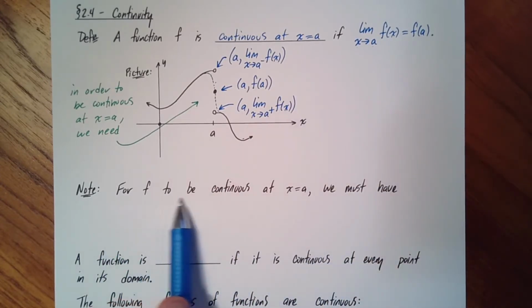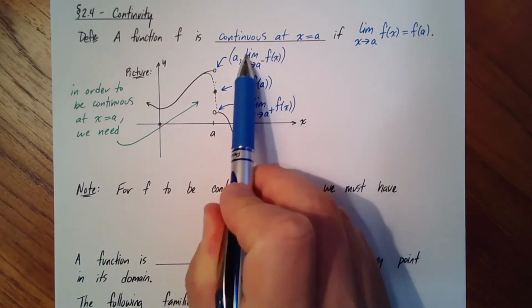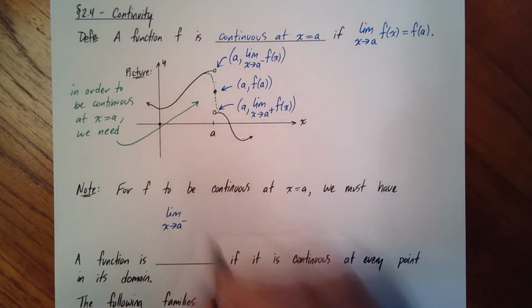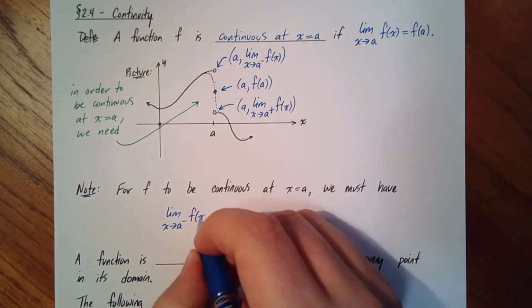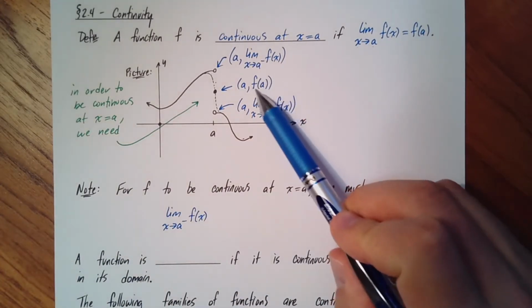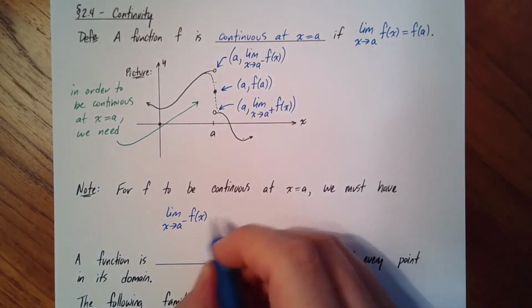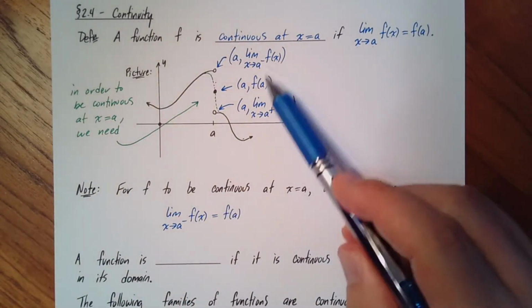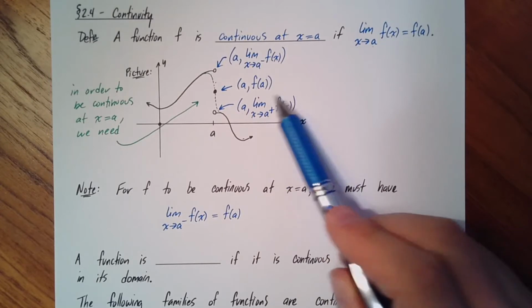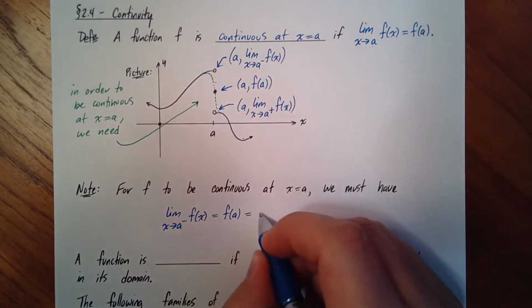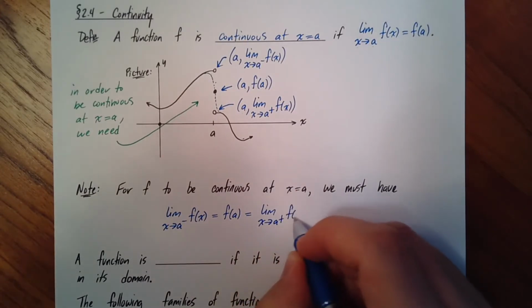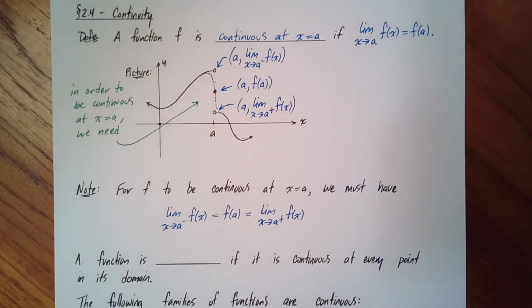So for f to be continuous at x equals a, we must have the limit as x approaches a from the left of f of x. That's also got to be equal to the y-coordinate of this point, which is f of a. And then these two values have to be equal to this y-coordinate, which is the limit as x approaches a from the right. Right? All three of those quantities have to be equal.